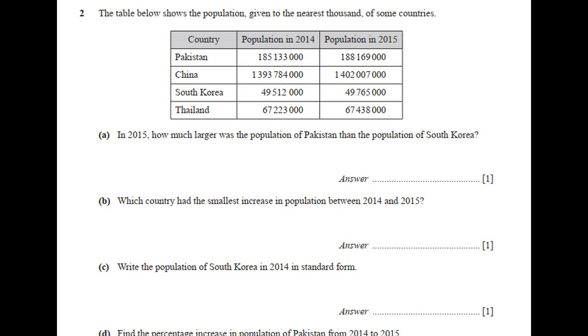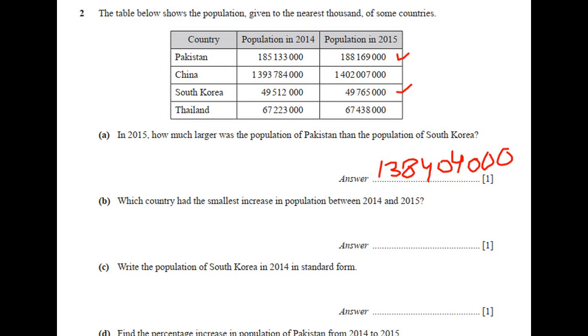Question number 2. In 2015, how much larger was the population of Pakistan than the population of South Korea? So simply subtract this and this. Subtract these values and you will get 138,404,000. Sorry. Alright. So 0400. Okay.